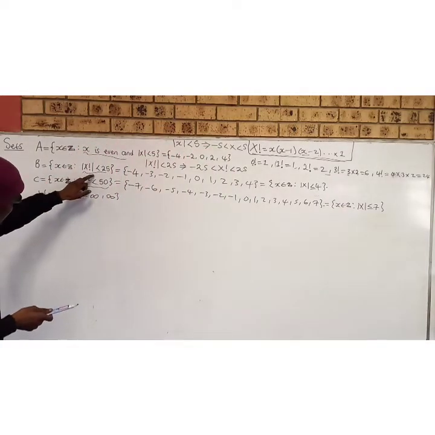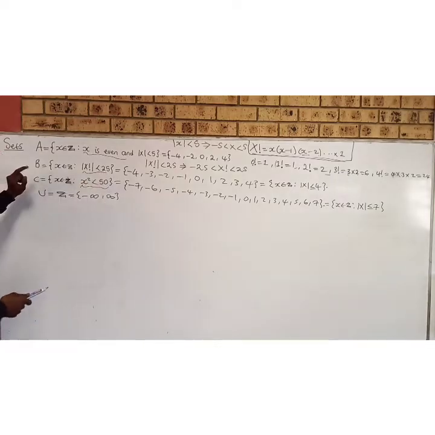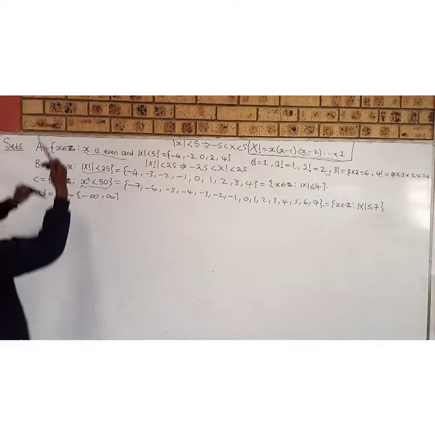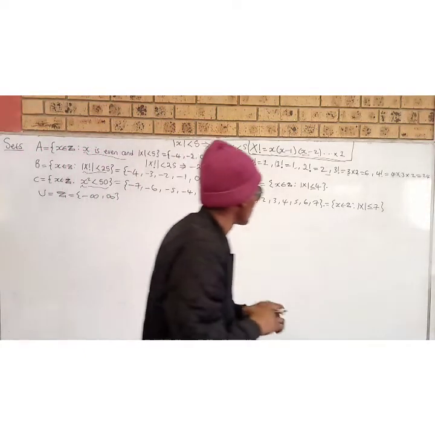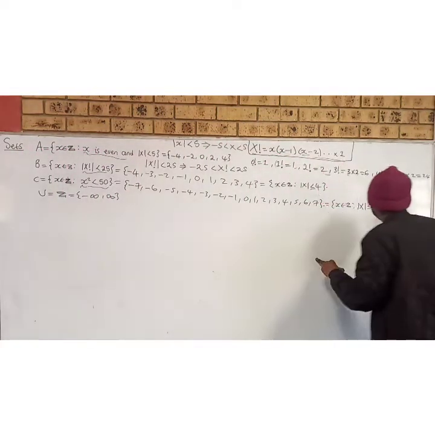This is another restriction that X is going under for set B. And this is for set C. If you look at these three sets, the restrictions are not the same, they are different. So you have to understand how the set is defined. It is defined under certain restrictions.